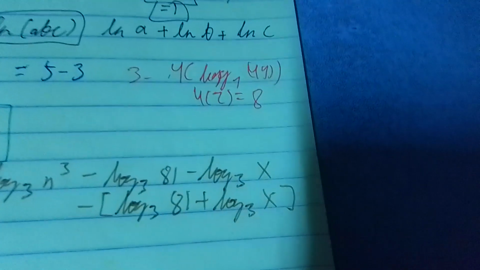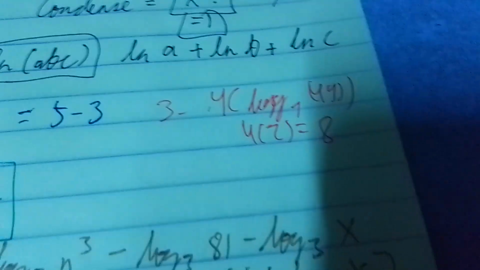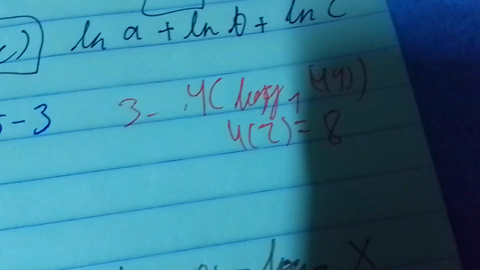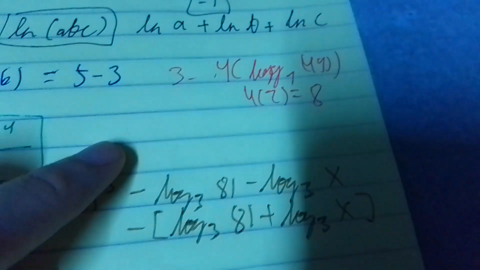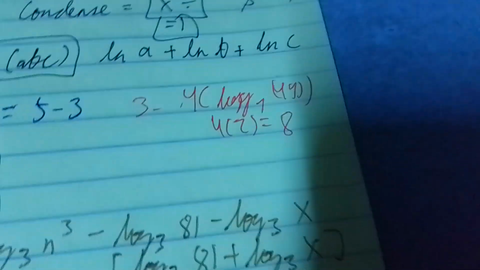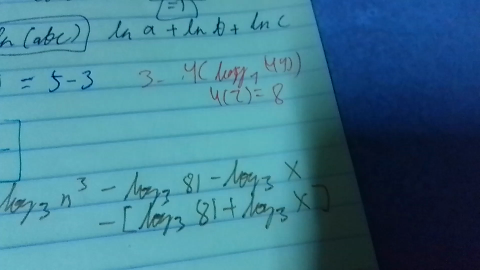What about the 81x? Remember they're being multiplied together. But they're on the denominator. So where do we write that? Downstairs. So minus log base 3 of 81 minus log base 3 of x.